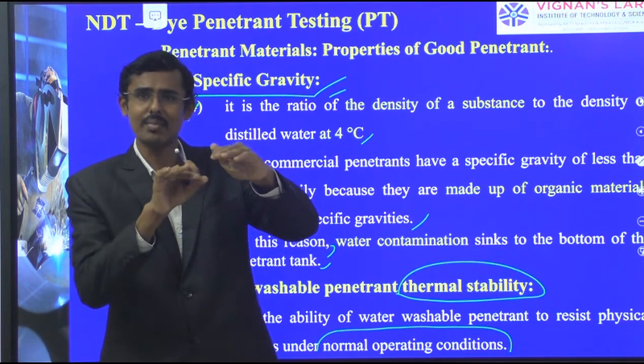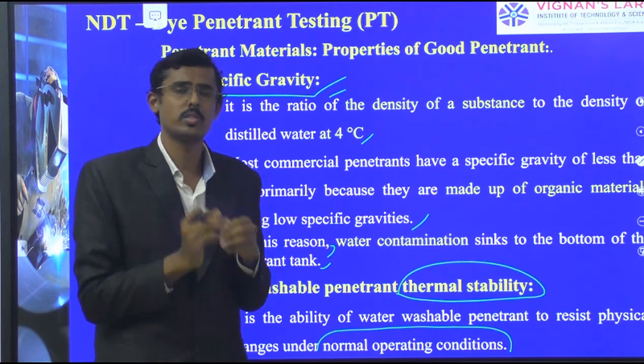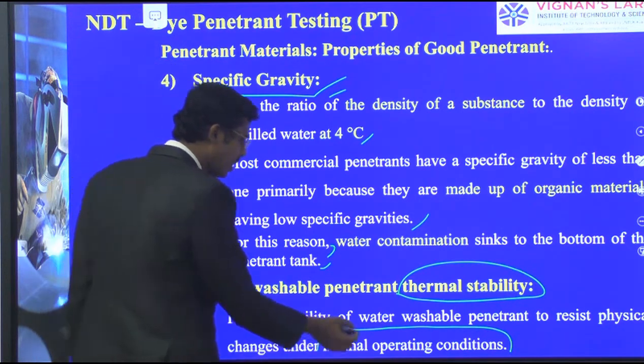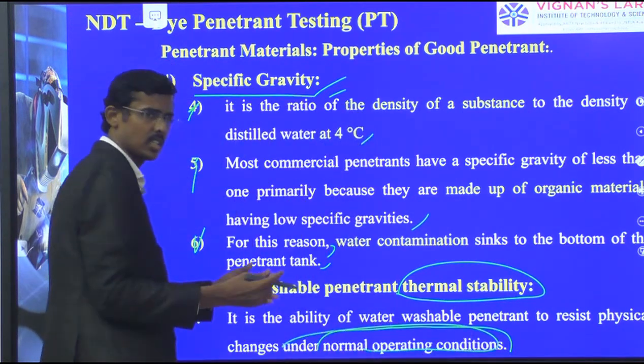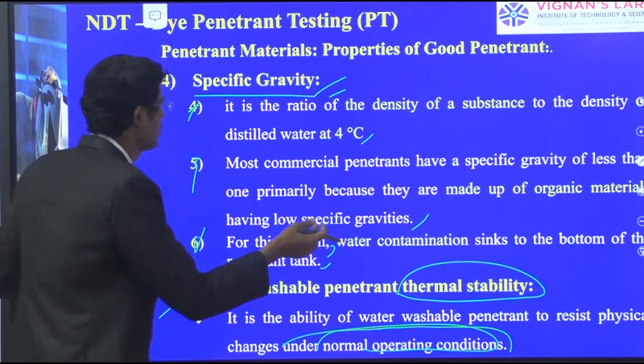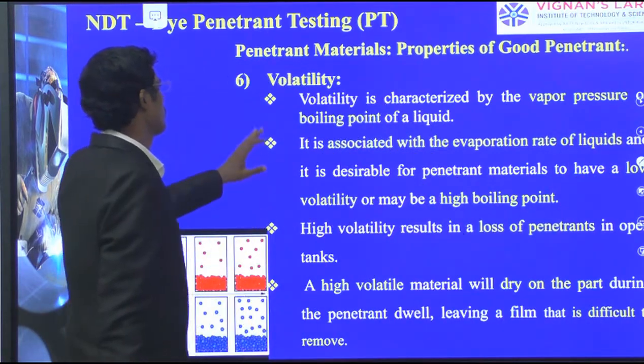To sustain that temperature. Even if it is not achieving that and it is fluctuating, that is too bad. So that stability has to be there at normal operating conditions. The normal operating condition is nothing but room temperature or 45 to 50 degrees centigrade working conditions. And then fluorescent thermal stability.